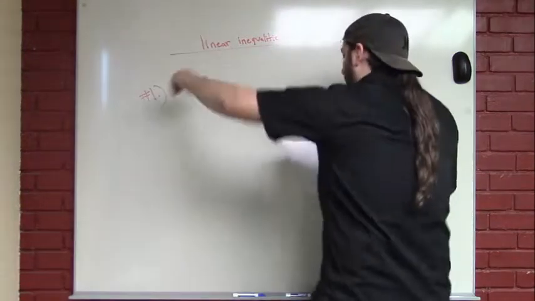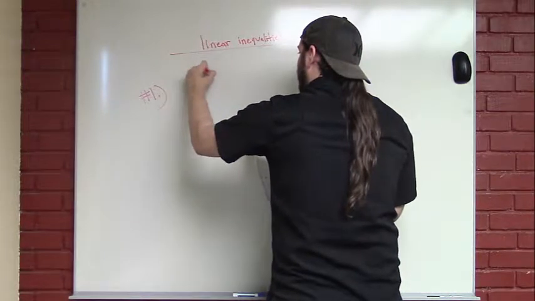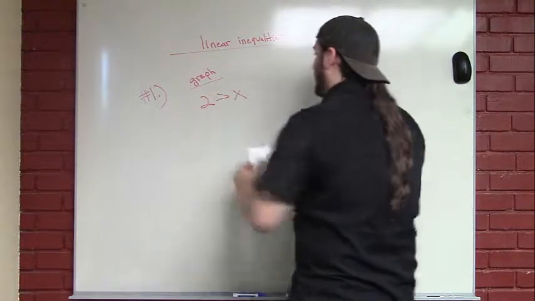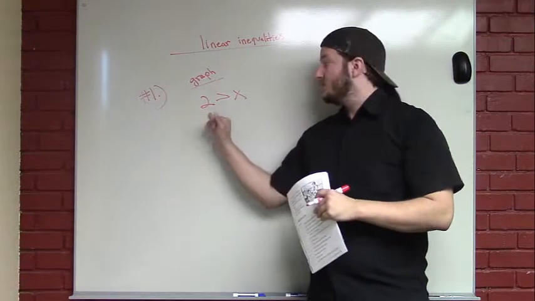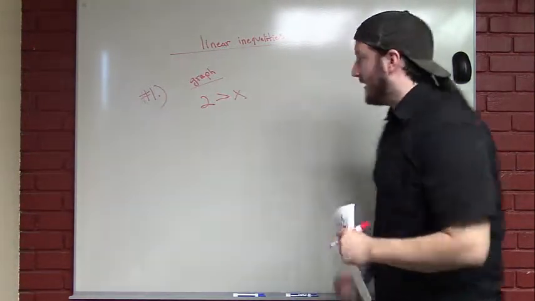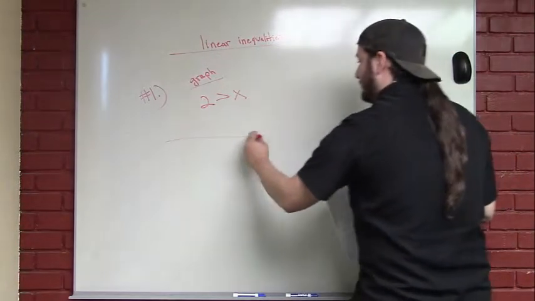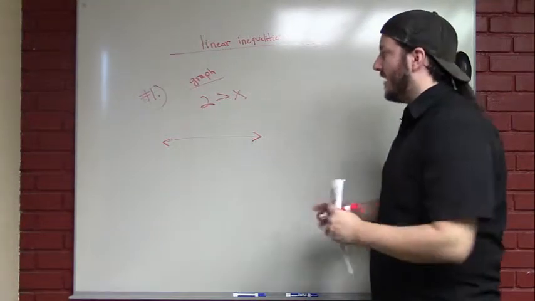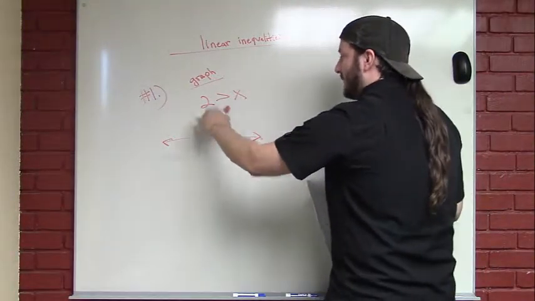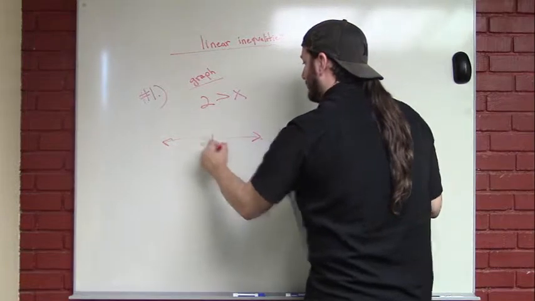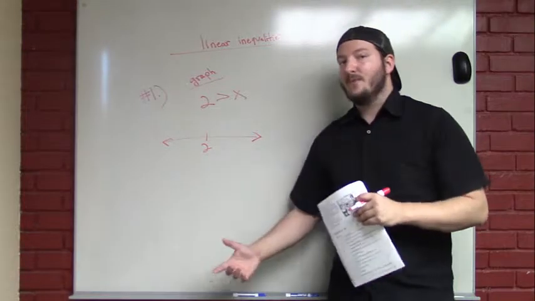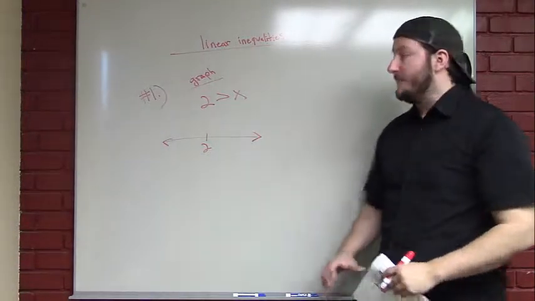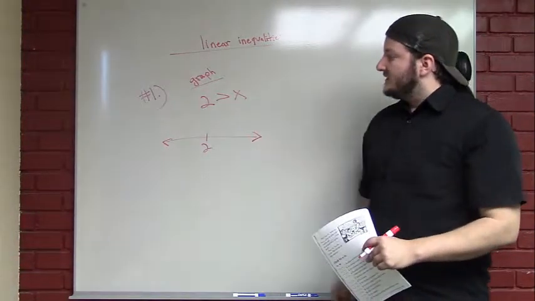Number one. So we want to graph 2 is greater than x. Okay, we want to graph that. So all you do is you just graph this guy on a number line. Now, this is the number that's of importance. So you don't need to label your number line 0, 1, 2, 3. Just put that number on it, okay? It gets the job done. So you put the 2 on this number line.